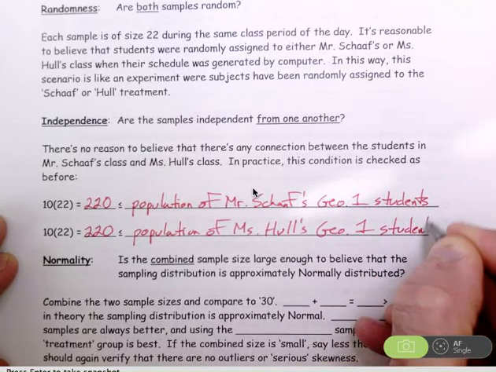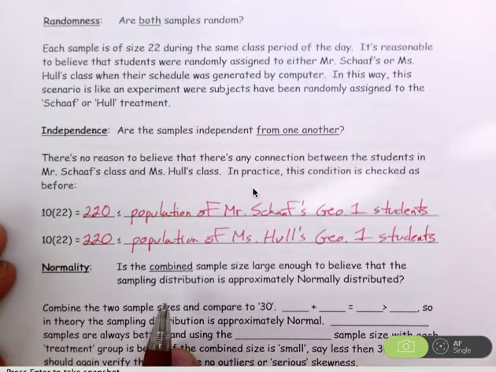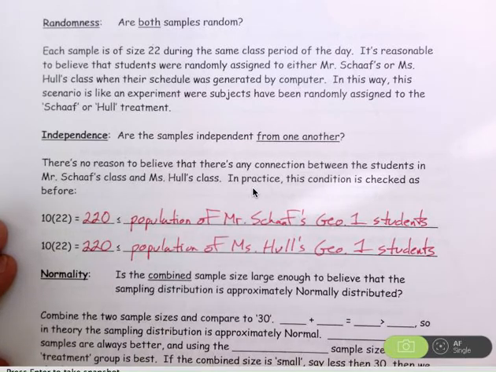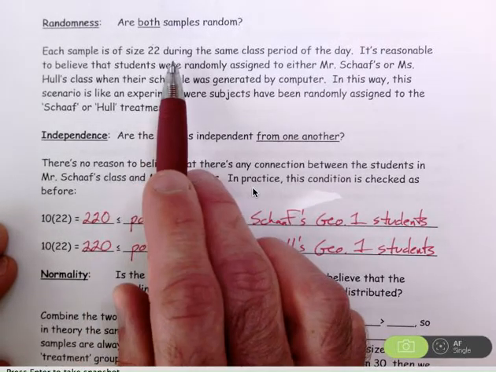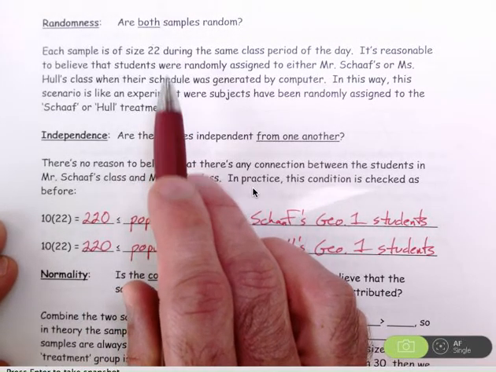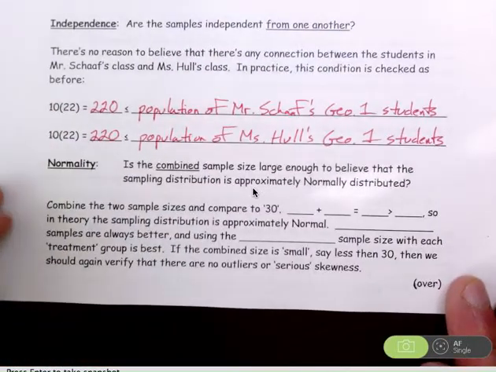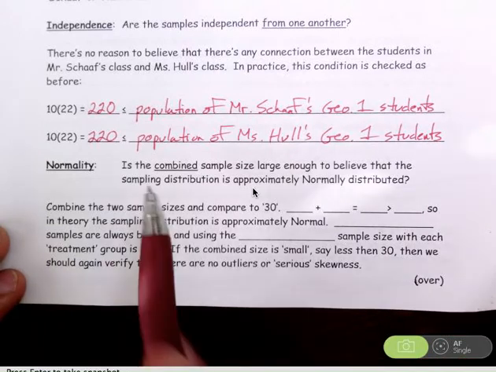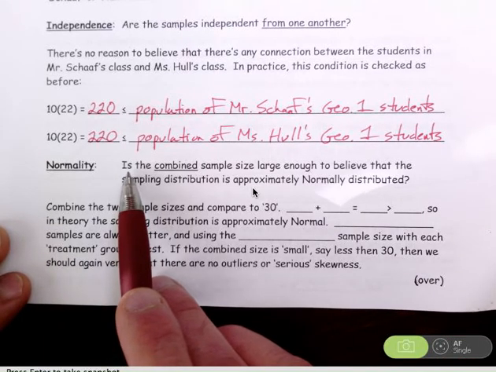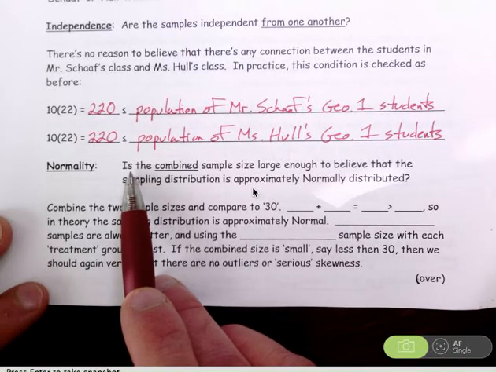So ultimately, in terms of these two conditions, you need two independent random samples. So both samples need to be random, and the samples need to be independent of one another. So in terms of normality, some of this will sound familiar. Now we're not just working with one sample, we're working with two samples.